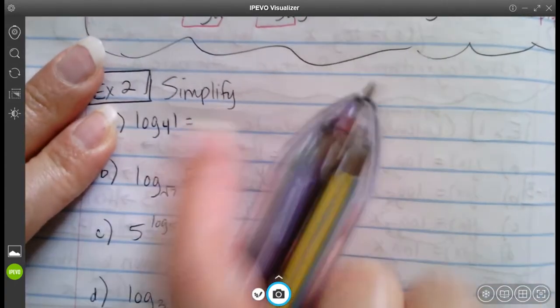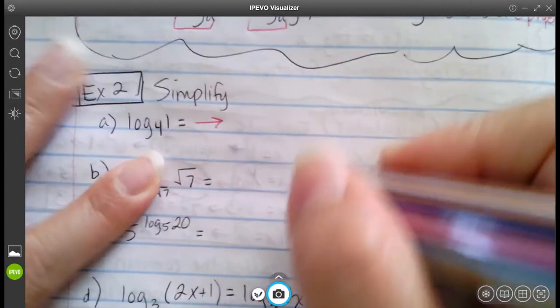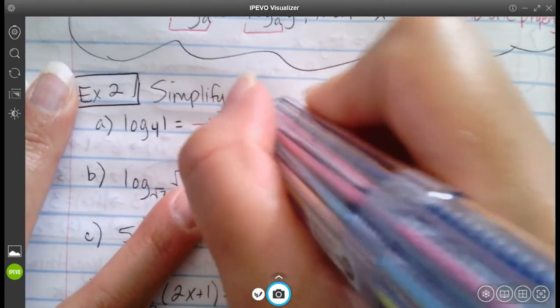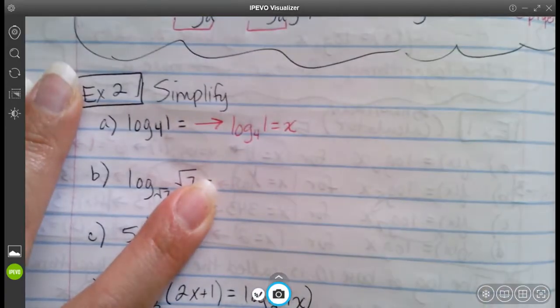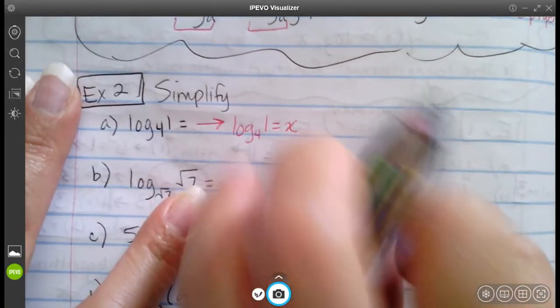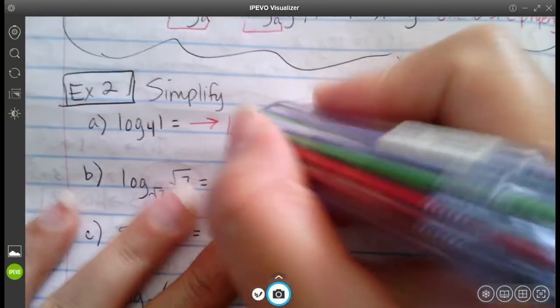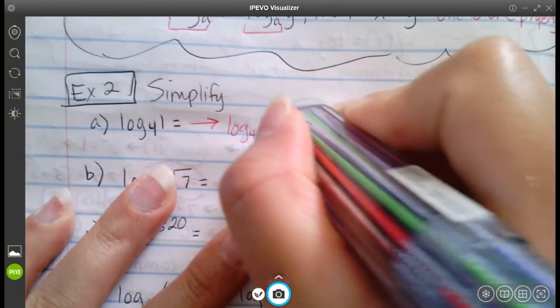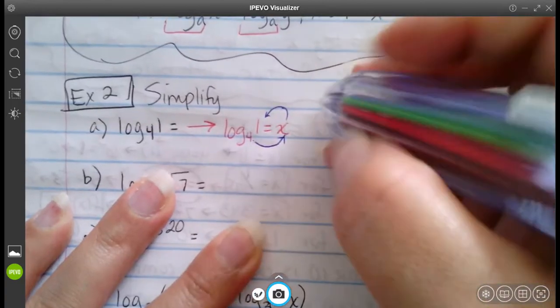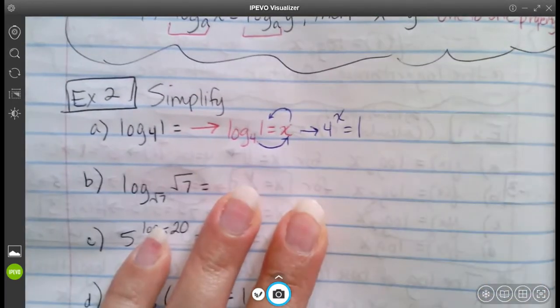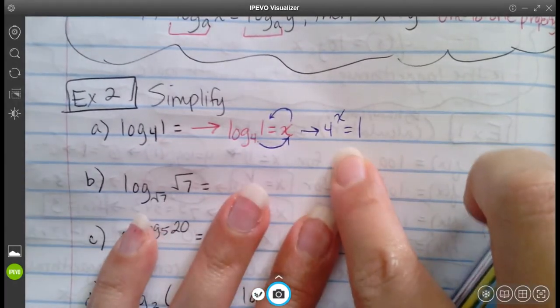So what I recommend for these is to rewrite them, because sometimes when we don't have a variable, it throws us off. So log base 4 of 1 equals x, because basically x is what we're trying to find as far as what this is equal to. And then we can do our rewrite, just like we did before. So that's going to be 4 to the power of x is equal to 1, which should look familiar because this is the very first property we saw up here. Okay, a to the 0 equals 1.